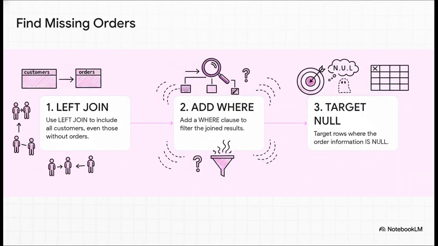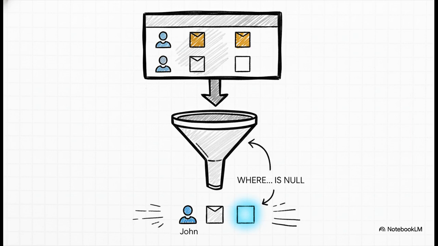It's a really simple three-step recipe. First, you do the left join to make sure nobody gets left out. Second, you add a where clause to start filtering. And third, you specifically target those rows where the order info is null. And here's what that looks like in a real query. It's almost identical to our first one, but we've added that critical where clause at the very end. If you run this, you won't see Rahul or Priya. You'll get just one result, John. This is, hands down, one of the most valuable ways to use a left join.